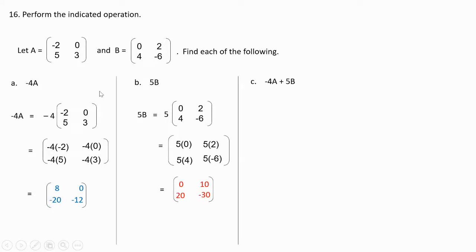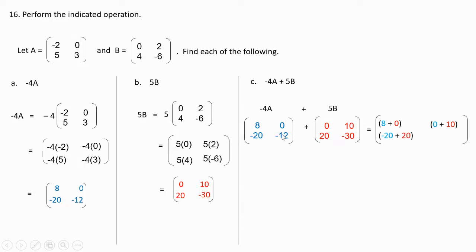Now here, guys, I'm going to add matrix negative 4A plus 5B. I already did the work here, right? So negative 4 times matrix A gave us 8, 0, negative 20, negative 12. Plus 5B, right, gave us the one that we just did, 0, 10, 20, negative 30. So negative 4A plus 5B, again, here's what actually takes place. 8 plus 0, 0 plus 10, negative 20 plus 20, and negative 12 plus negative 30.